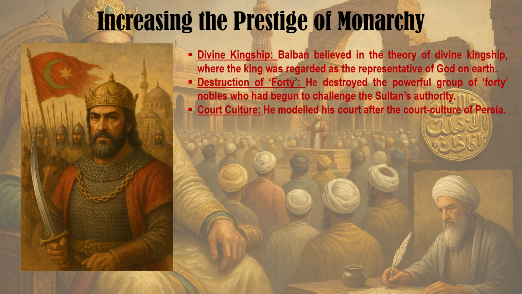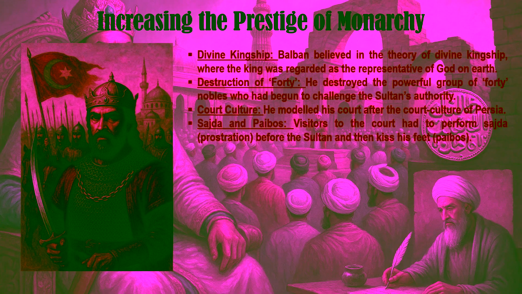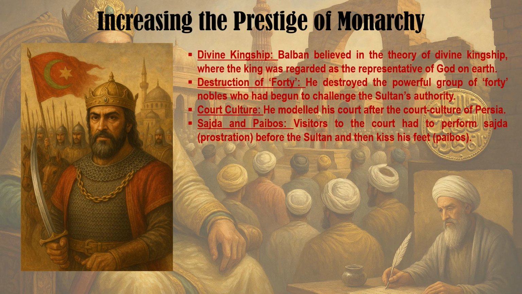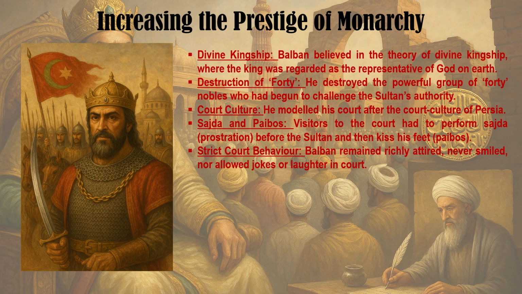He modeled his court after the court culture of Persia. So Persia was taken as a role model of governance, and Balban's court was also modeled according to the court culture of Persia. Visitors to the court had to perform sajda, which means prostration before the sultan, and then kiss his feet. So these were exemplary practices to promote his motive of being a god on earth. Balban remained richly attired, never smiled, nor allowed jokes or laughter in his court. So he brought the element of seriousness, strictness and discipline in his court.